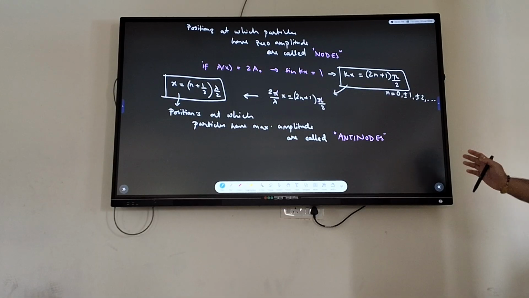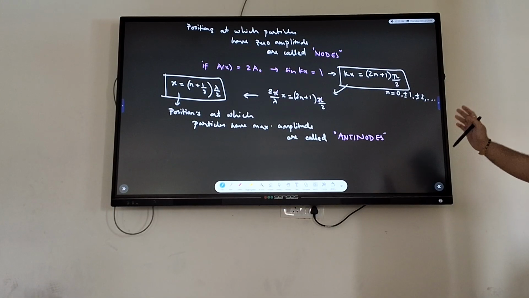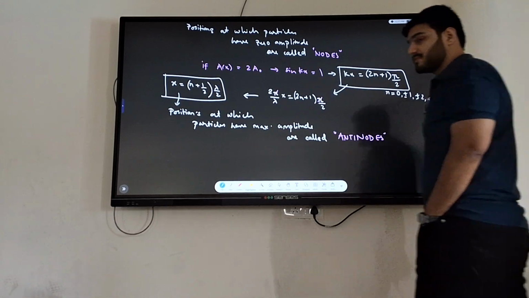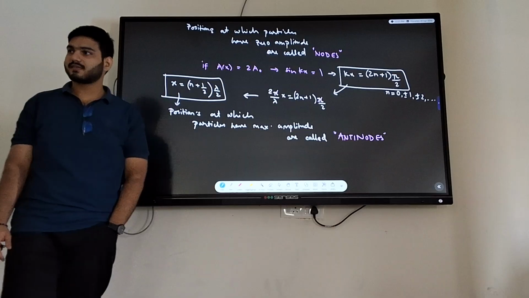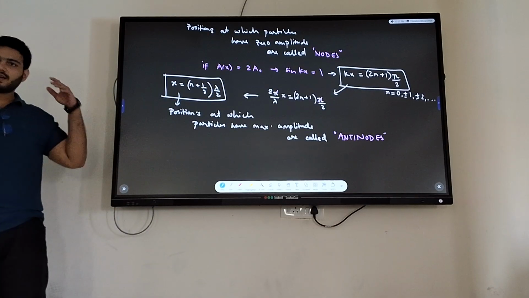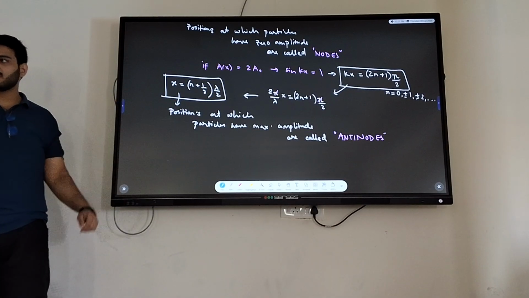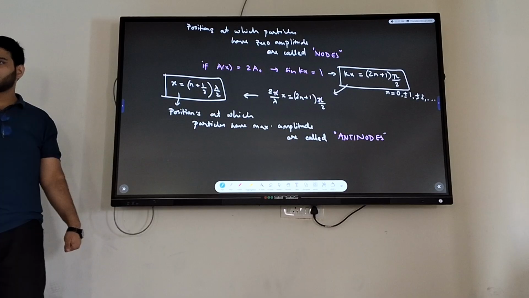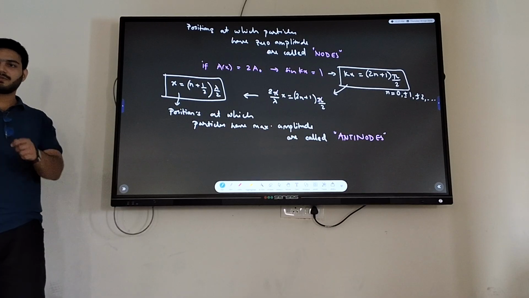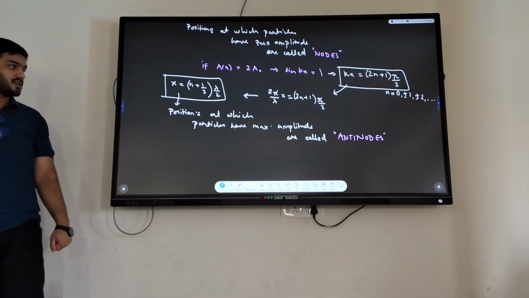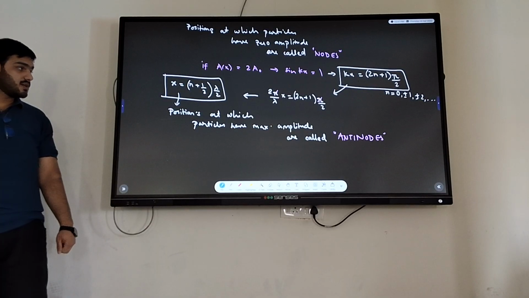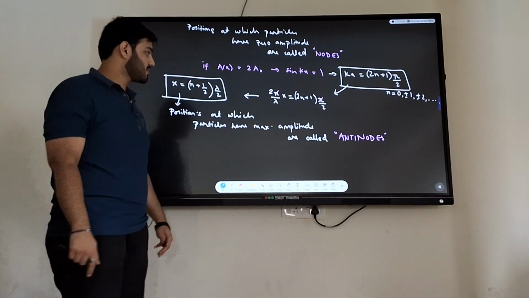Is there any problem here? Did you all understand what is happening? We actually found the positions at which you will find the maximum displacement and the minimum displacement as well. Yes? Pictorially, can you imagine what is happening? You can do this experiment at home if you want. Plug the thing at different points and you will find this thing. Okay. So these were nodes and antinodes.